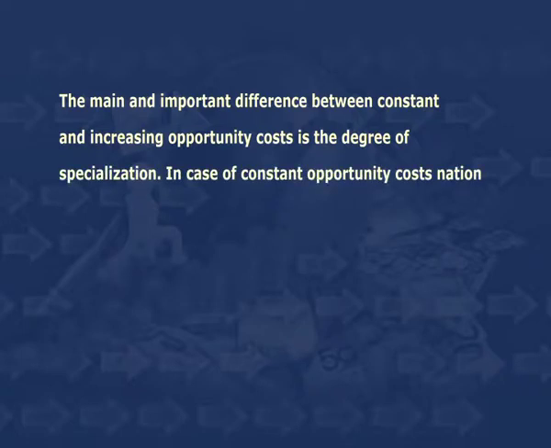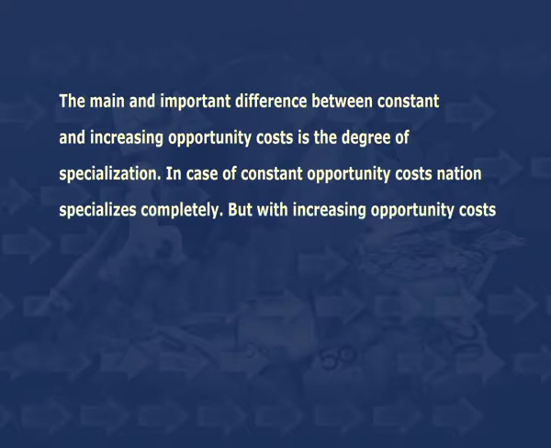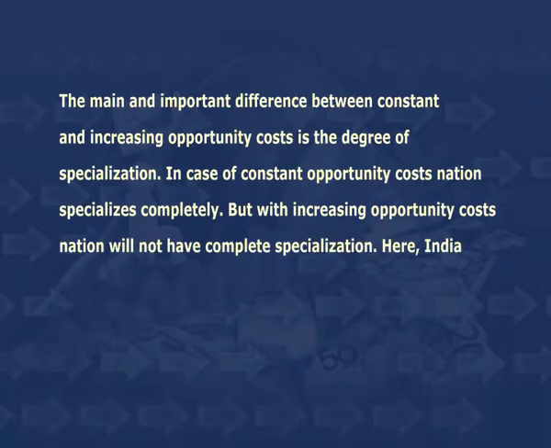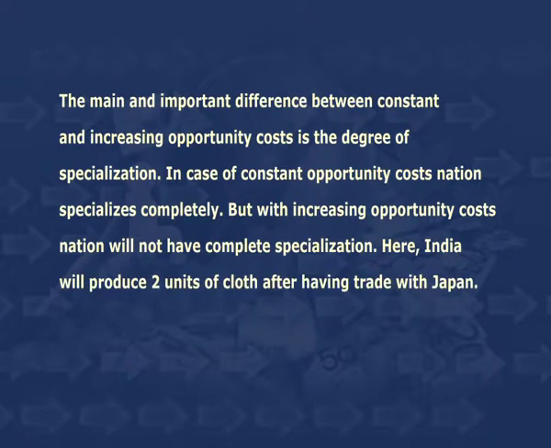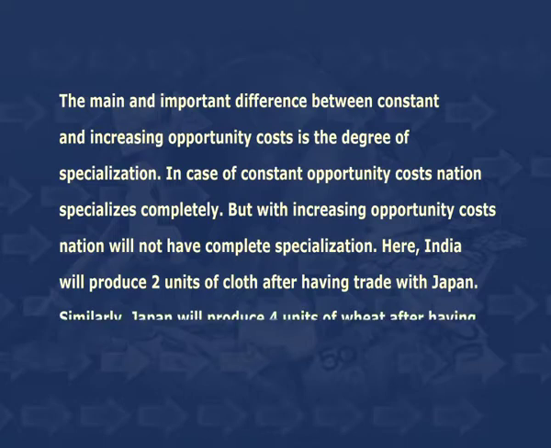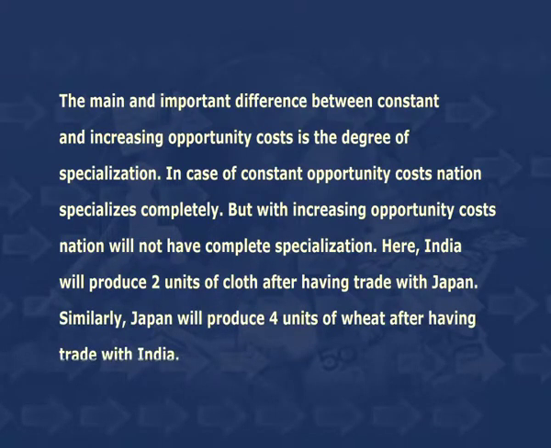In case of constant opportunity costs, a nation specializes completely. But with increasing opportunity costs, a nation will not have complete specialization. Here, India will produce 2 units of cloth after having trade with Japan. Similarly, Japan will produce 4 units of wheat after having trade with India.